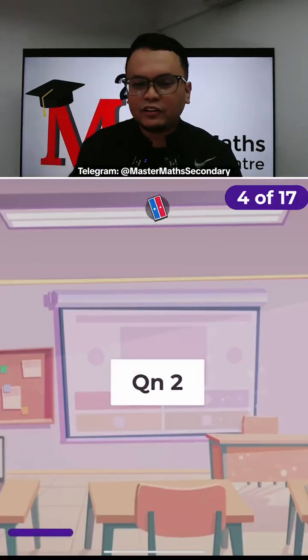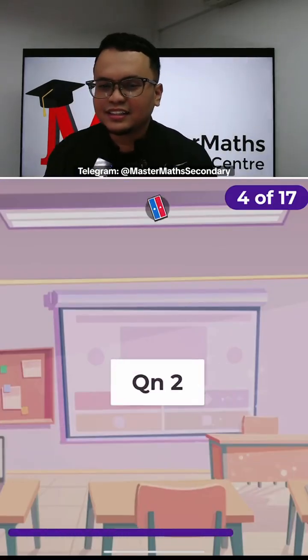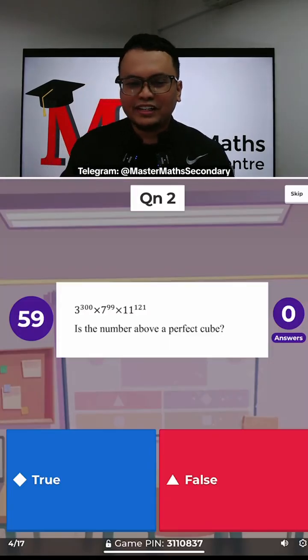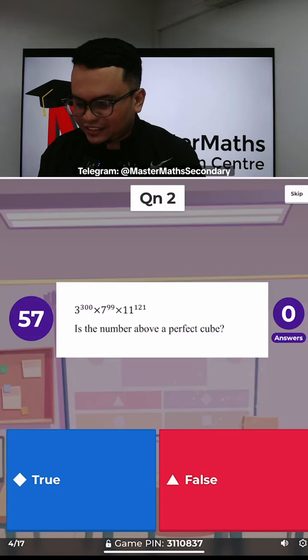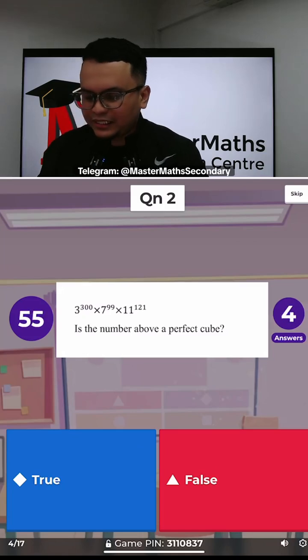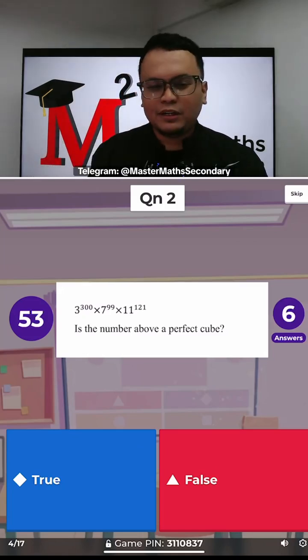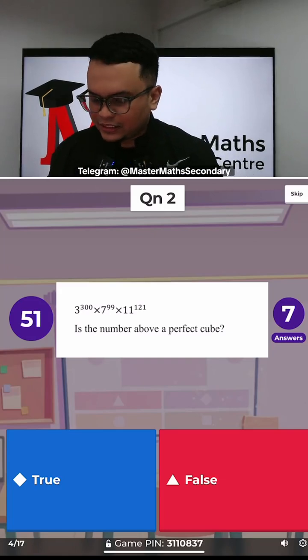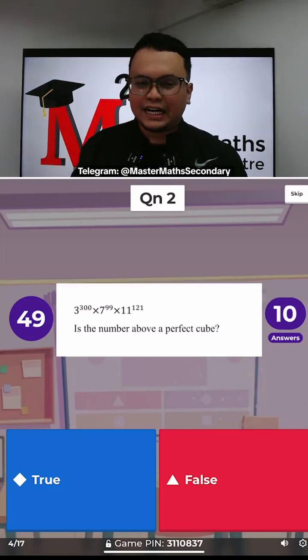Another true or false question. Now, is this number a perfect cube? No longer a perfect square, a perfect cube. True or false? Another big number here also.